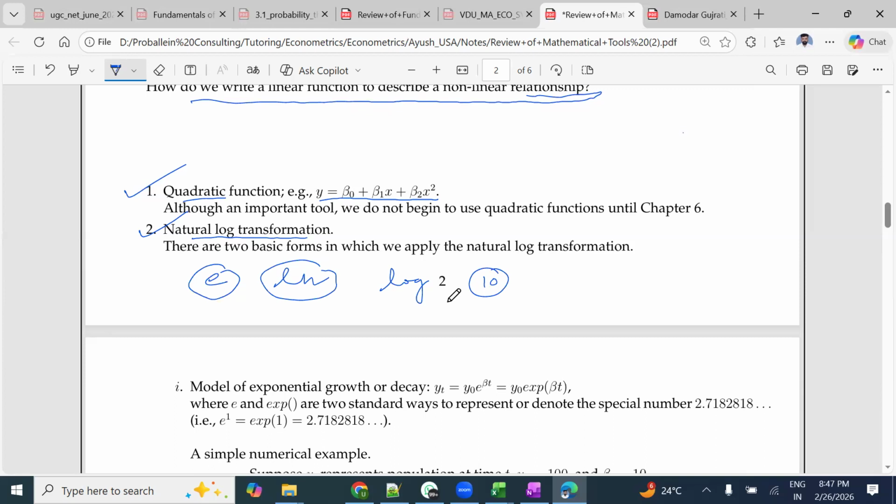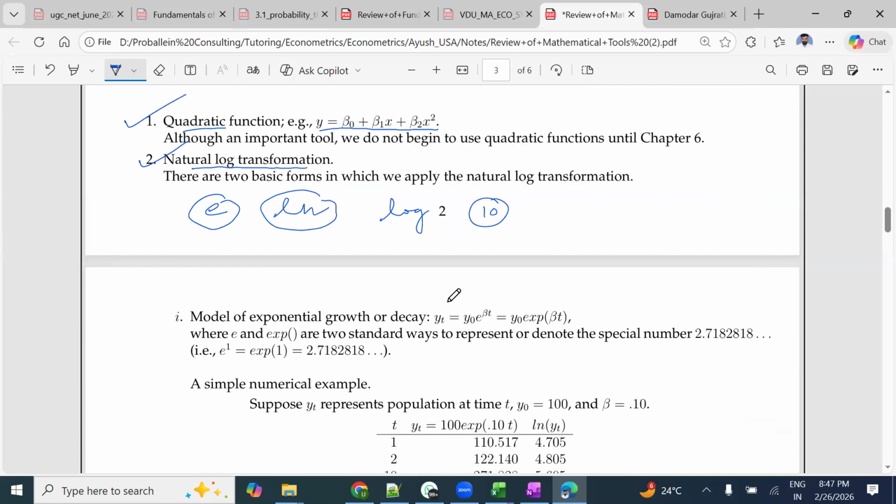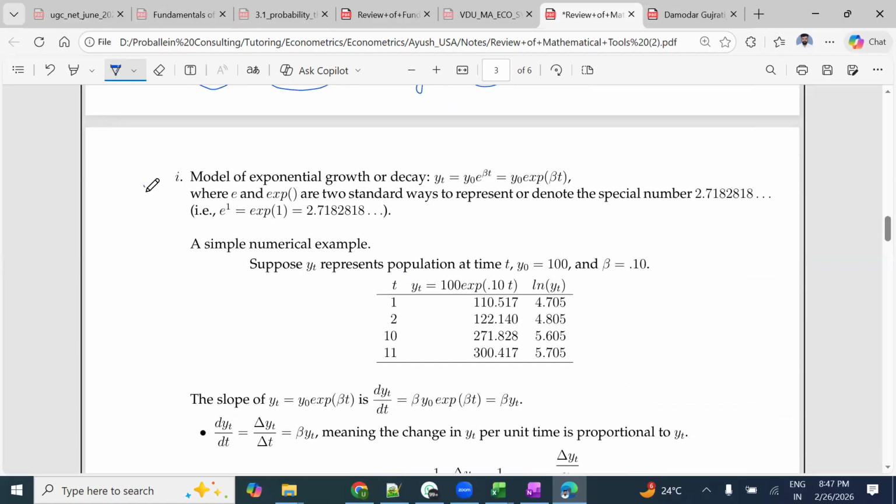Okay. So let us try to understand how we will convert a nonlinear relationship to a linear relationship. First, the model of exponential growth or decay. We write Yt is equal to y naught into e to the power bt. You can see over here e, the exponent. There are two standard ways to represent the special number, that is 2.718. Let us try to understand.